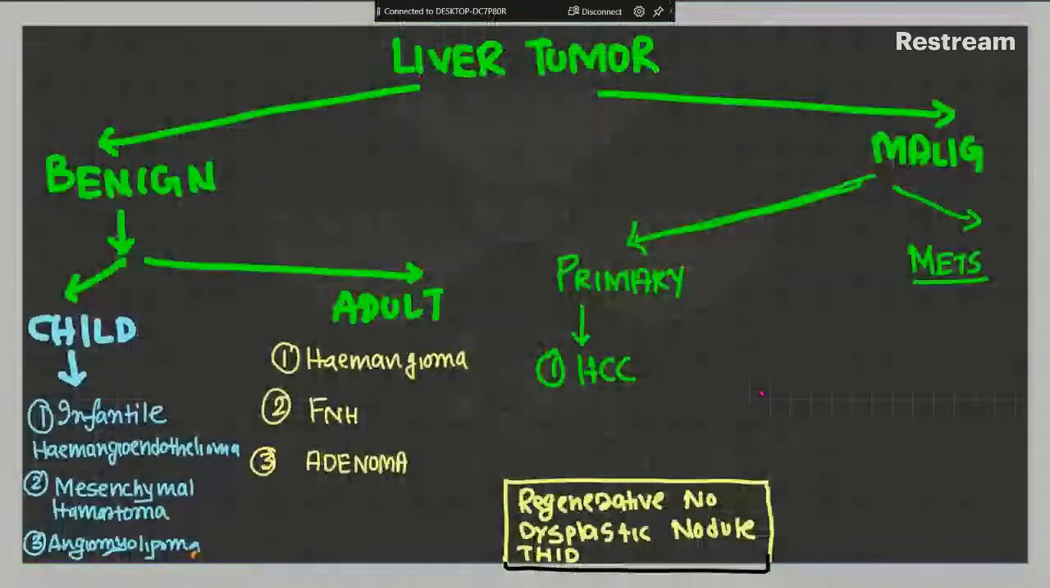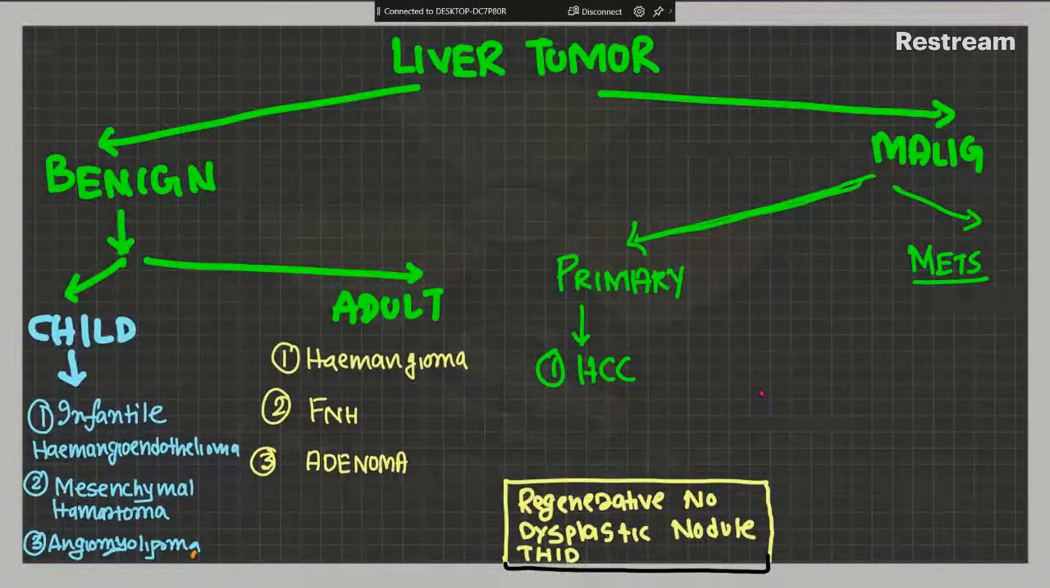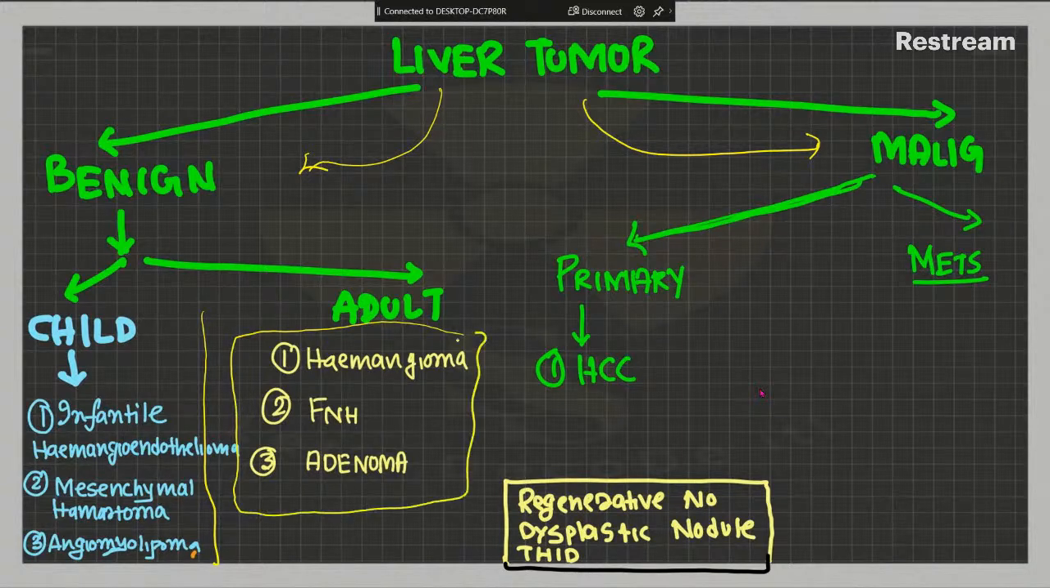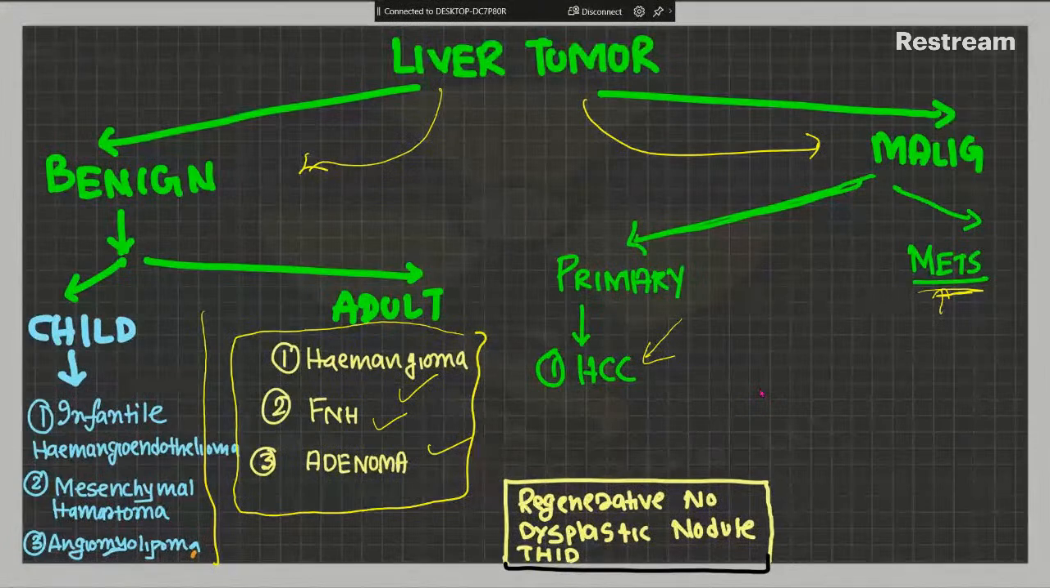So let's start. This is the gross classification, that liver tumors can be divided into two parts. One is benign, another is malignant. I deliberately will not discuss the child portion today. Let's focus on the adult portion only. The three benign entities are hemangioma, FNH and adenoma. And in malignant, primary is hepatocellular carcinoma, secondary is mets. Now, among mets, the most common primaries are from the bowel itself. Examples include large bowel carcinoma, and also thyroid carcinoma, which I will discuss one by one.